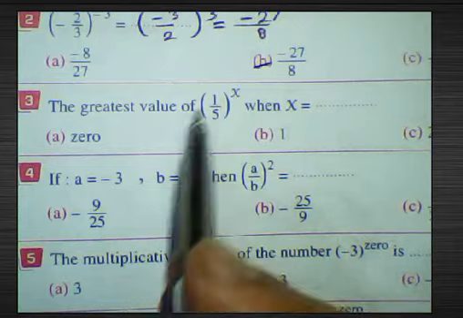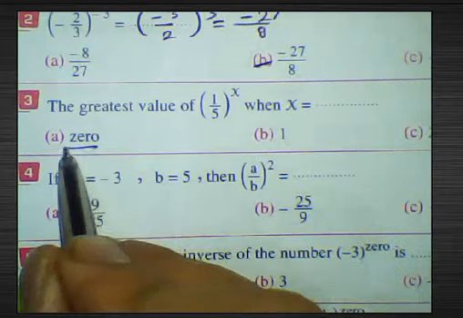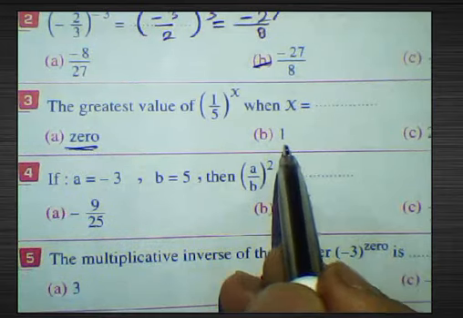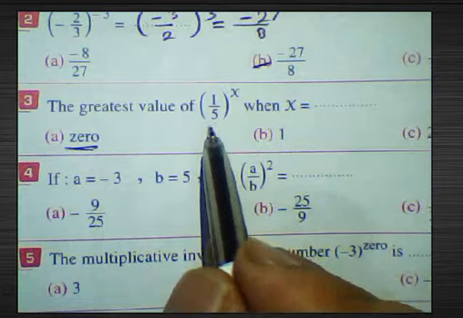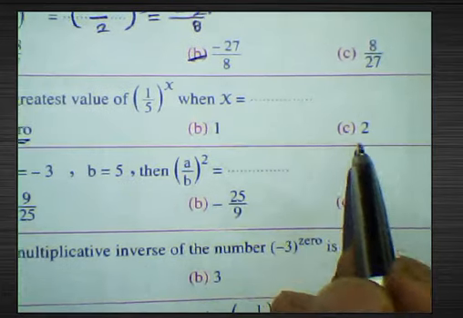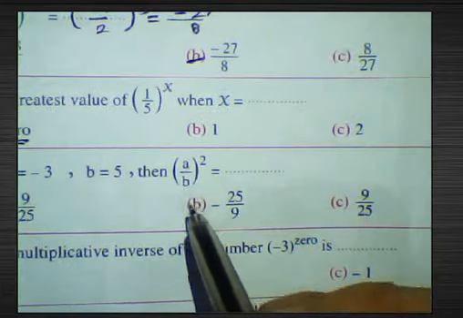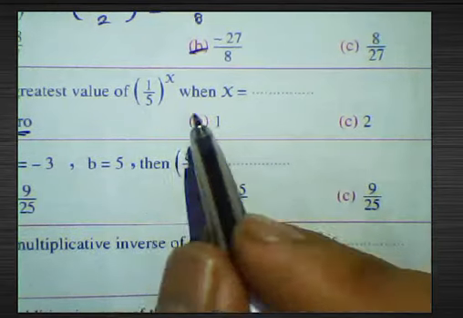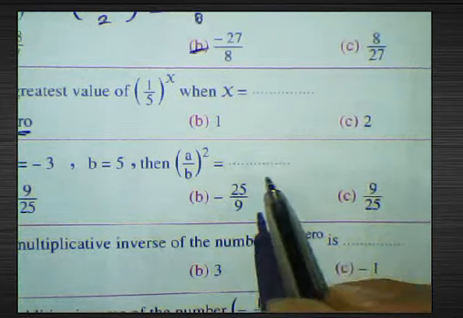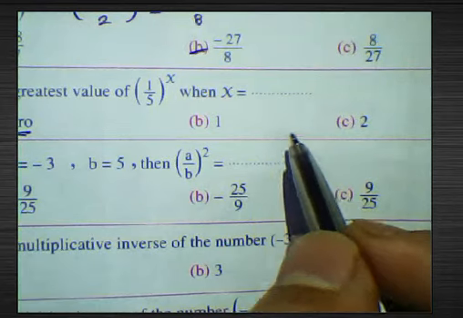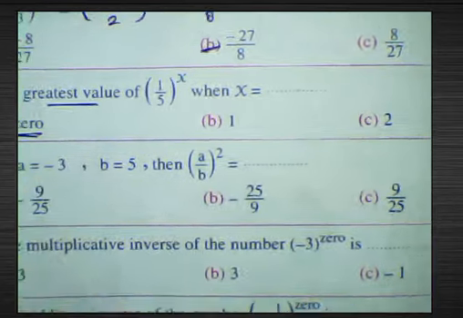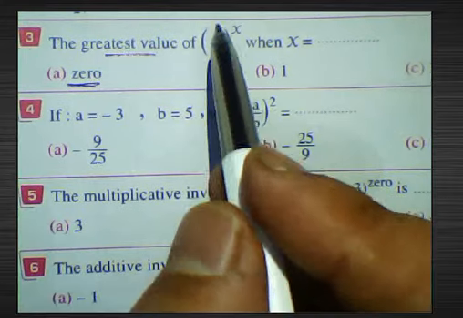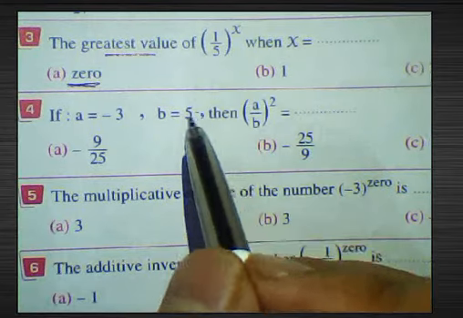The greatest value of 1/5 power x when x equal what? If we put x equal 0, the result will be 1. But if you put x equal 1, the result will be 1/5, and x equal 2, the result will be 1/25. And if the power is 3, 1/5 power 3, it's meaning 1/125. So the greatest value is when x equal 0 because 1/5 all power 0 equal 1.